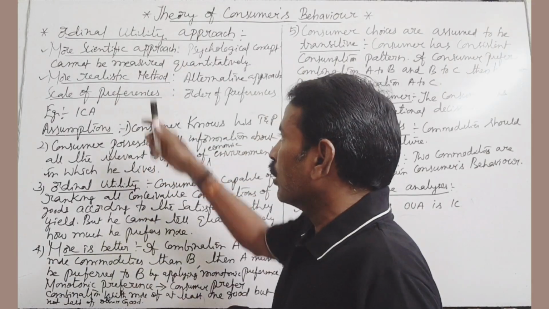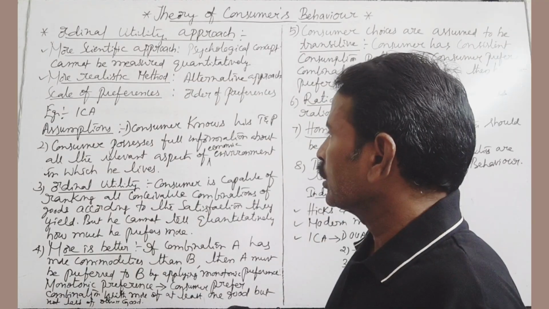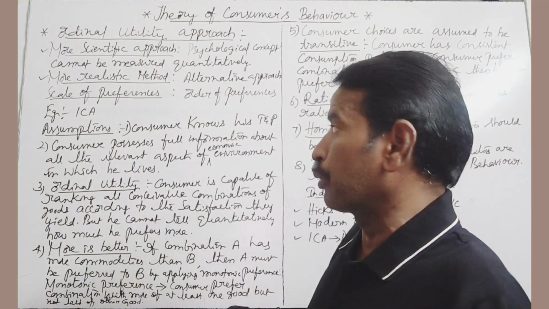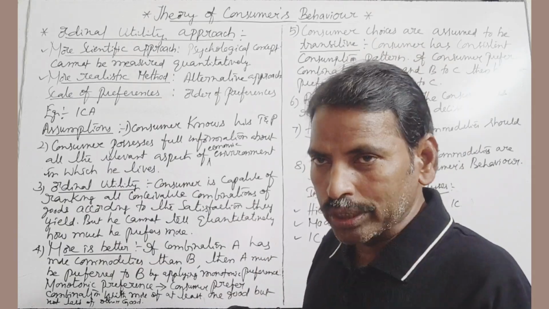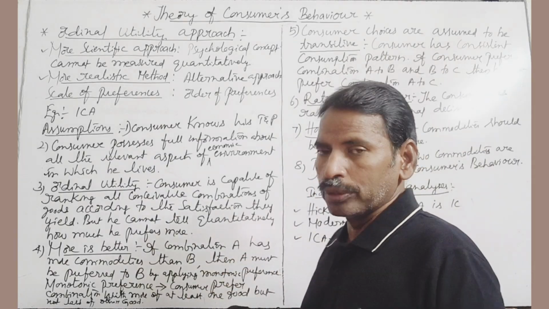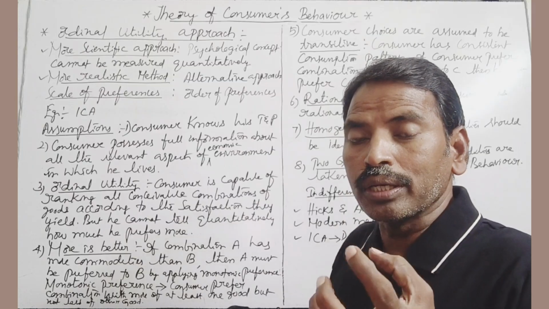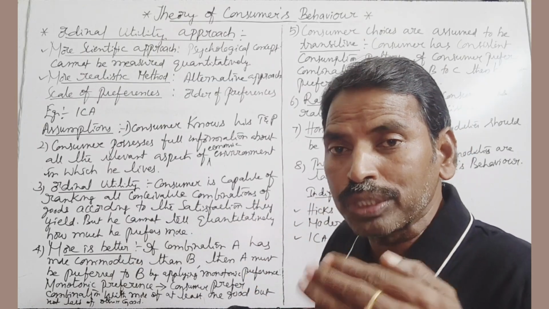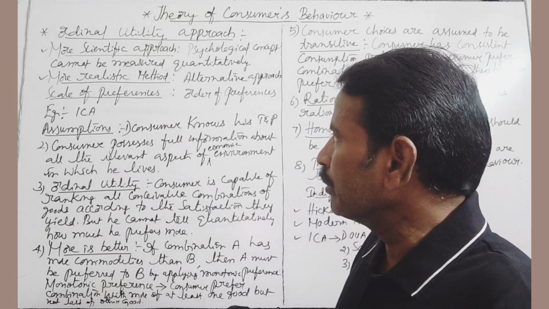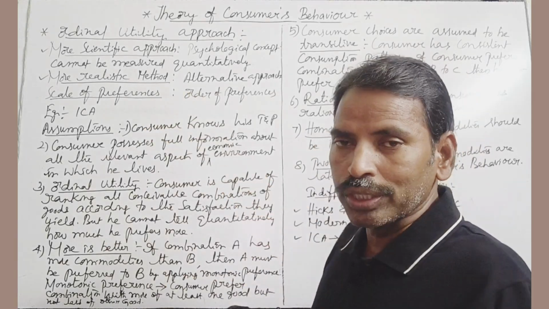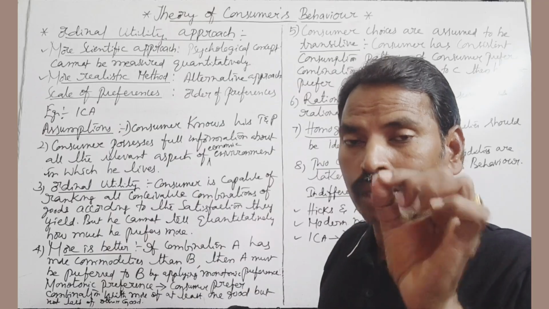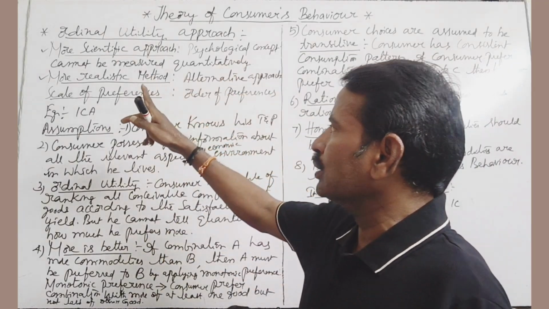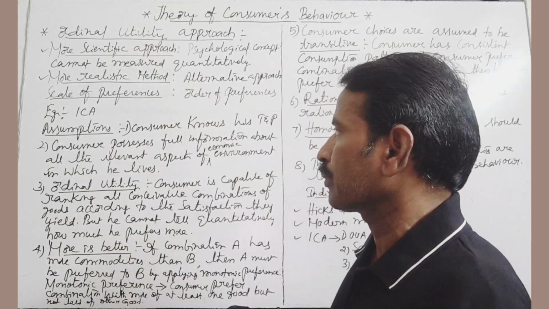First of all, the ordinal utility approach. It is a more scientific approach because utility is a psychological feeling. It is a psychological concept. It is a subjective concept. That is why utility cannot be measured and is not a quantifiable entity. That is why the ordinal utility approach is a more scientific approach.